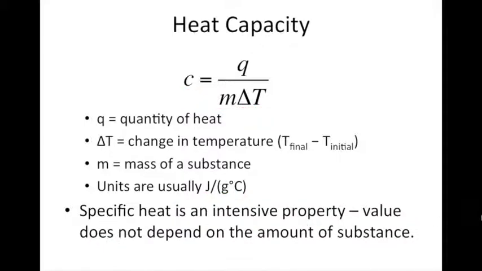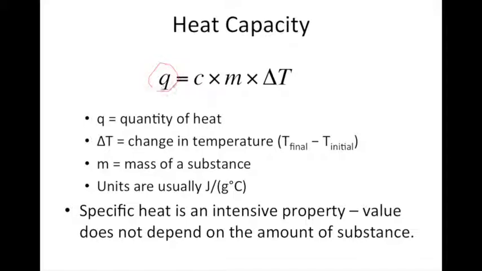Specific heat is an intensive property, and that means that the value of the specific heat does not depend on the amount of substance, just the type of substance. Now, similar to heat capacity, we can rearrange this formula to solve for the amount of heat that must be absorbed or released by a substance, and that's equal to specific heat times mass times the change in temp. So again, be sure you're familiar with the formula for specific heat, and you can rearrange it to solve for heat as we did here.